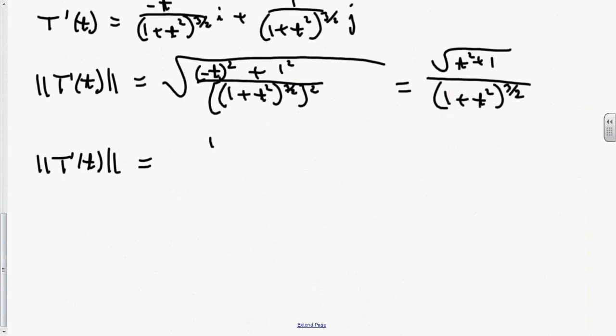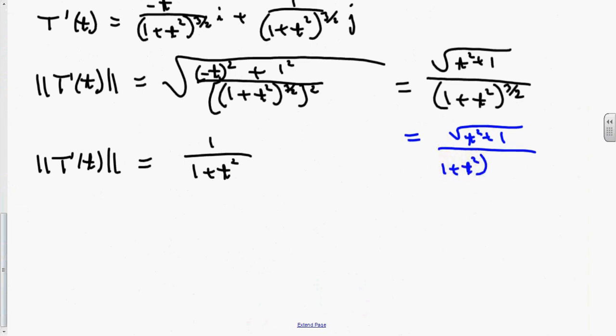So all I have left is 1 over 1 plus t squared. See, this guy right here is the square root of t squared plus 1 all over 1 plus t squared times the square root of 1 plus t squared.